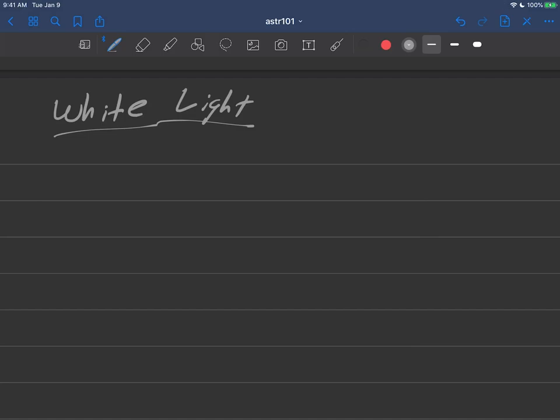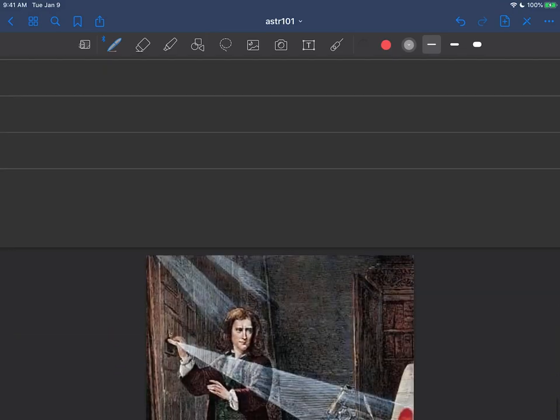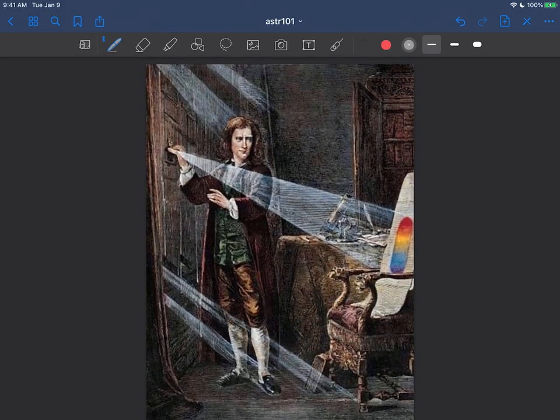So continuing on with why the sky is blue, I need to tell you a little bit about white light now. And there's a very famous picture which you may have seen before in one of your science classes, maybe from high school or elementary school. This is the famous scientist here, Isaac Newton, and he did a lot of experiments with all kinds of science.